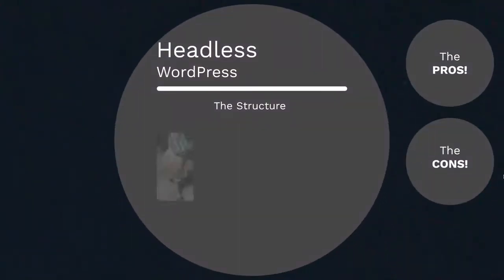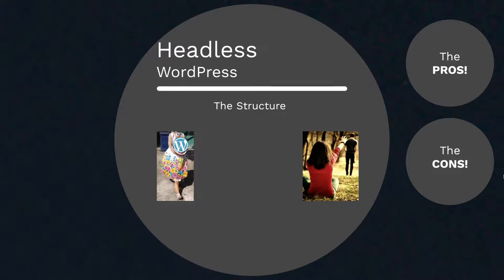Now let's get into the main topic. There are two types of structure that you can use when building a headless WordPress. Any idea what the two structures are based on the pictures? What do you see on the first picture? From WordPress. What does this costume portray?